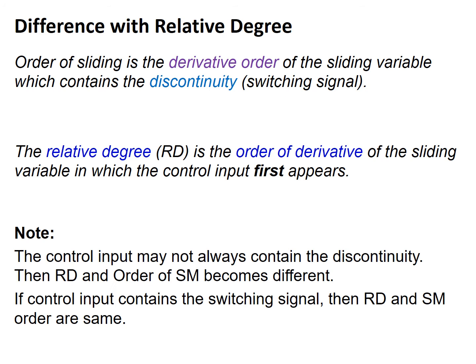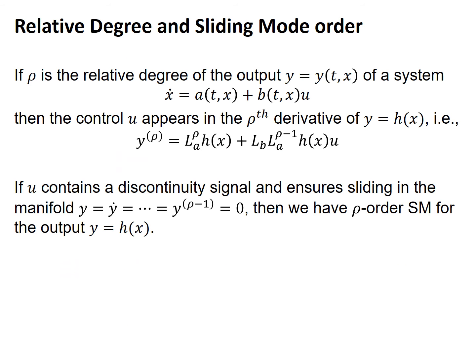Now, when the control input contains the discontinuity, then relative degree and order of sliding are the same, but the control input may not always contain the discontinuity. In this situation, relative degree and order of sliding mode will become different. And how can this possibility arise? We will see in an example how this possibility can arise. And first let us discuss this once.